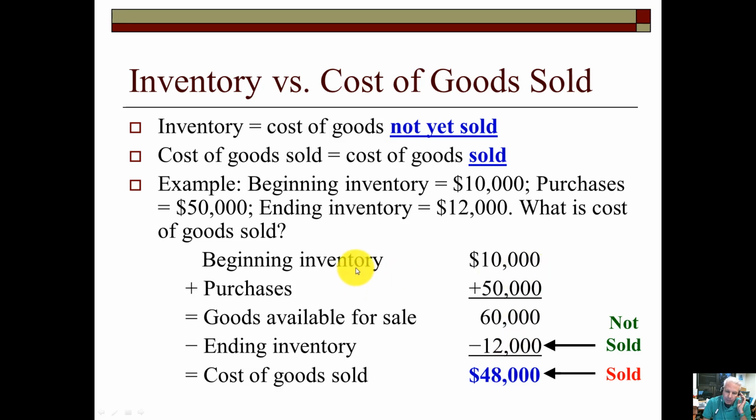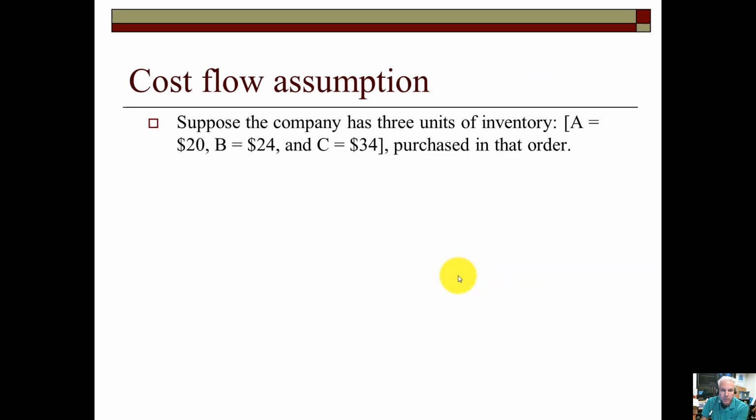I do have an acronym, kind of a silly one, which I call BIP minus EIEIO. BIP stands for beginning inventory plus purchases. Add that together and you get your goods available. And then minus EIEIO, your ending inventory, and you get your COGS. So this is how we measure cost of goods sold, BIP minus EIEIO.